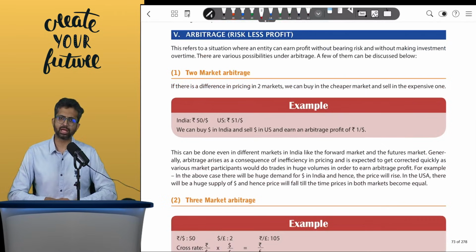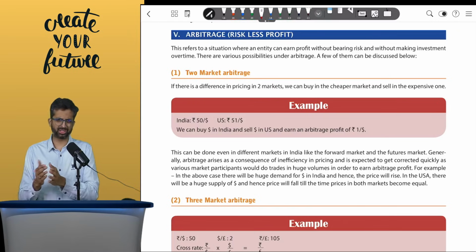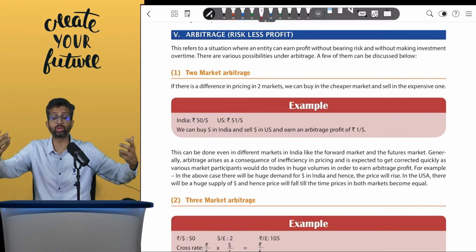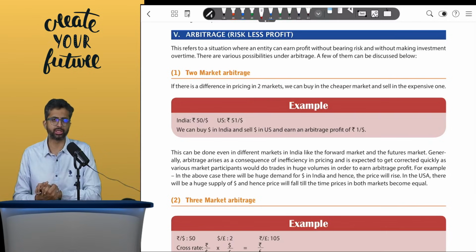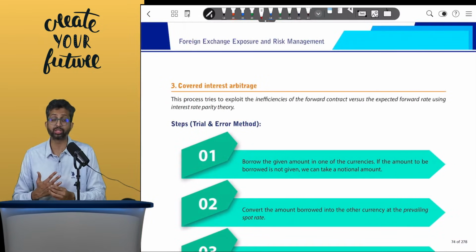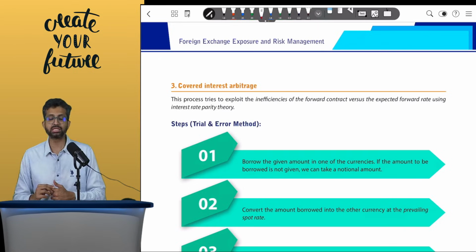Sometimes you might be asked to calculate arbitrage. In a 2 market, 3 market scenario, it is quite easy. You will see where you can make a riskless profit, and accordingly that will be your arbitrage. The complex part over here is covered interest arbitrage, where you will apply the interest rate parity theory. You will compare the forward rate with the theoretical forward rate using IRP, and if there is a difference, then there is a possibility of a covered interest arbitrage.